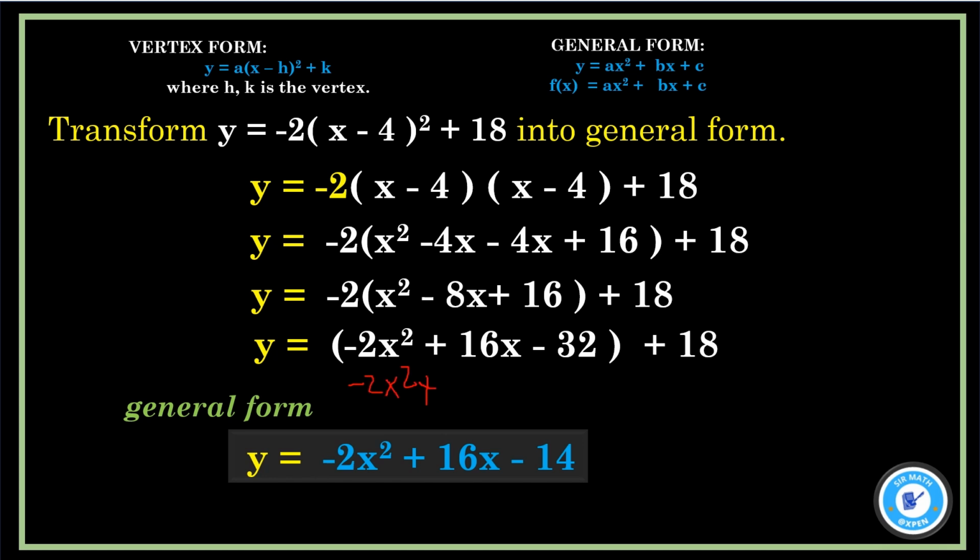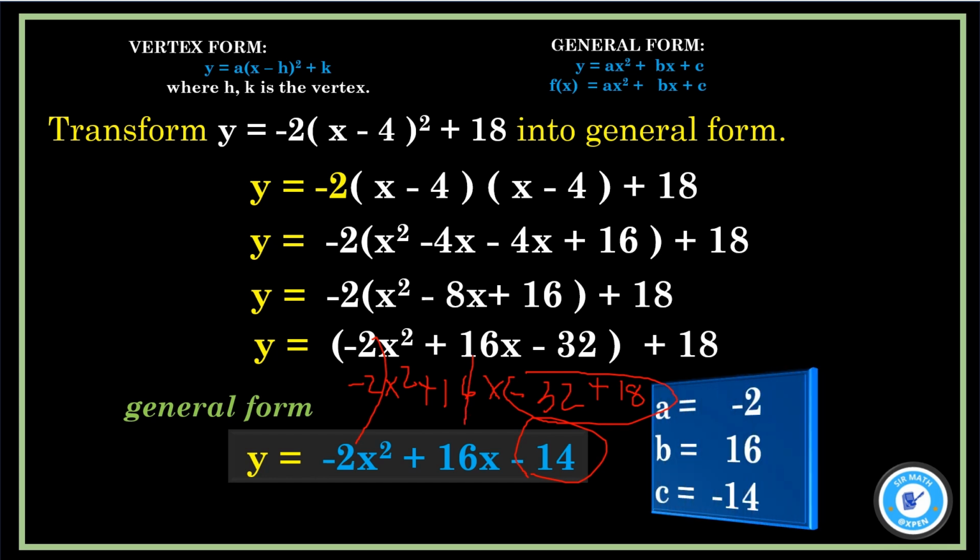plus 16x minus 32 plus 18. Then combine negative 32 and 18. Copy the same sign with the bigger number. Then subtract. So 32 minus 18 is equals to 14. Drop negative 2x squared and 16x.